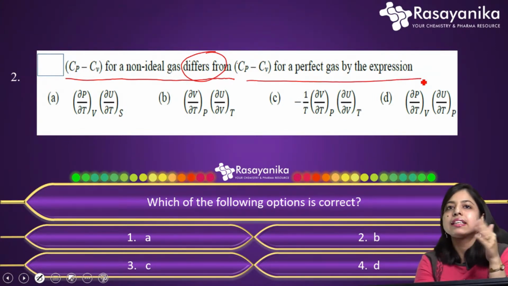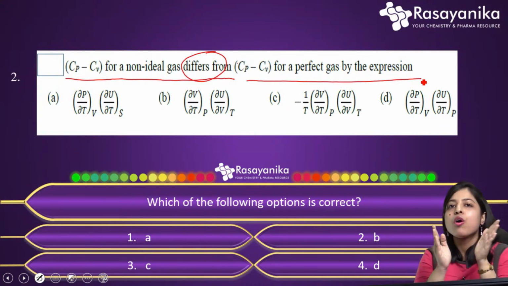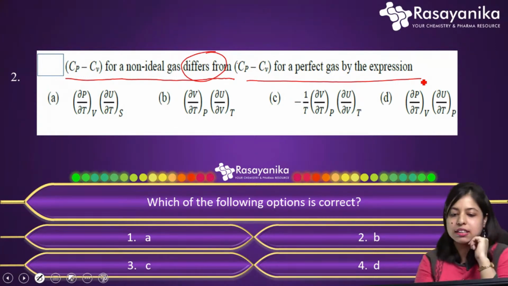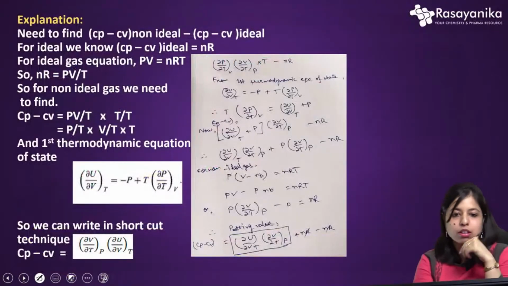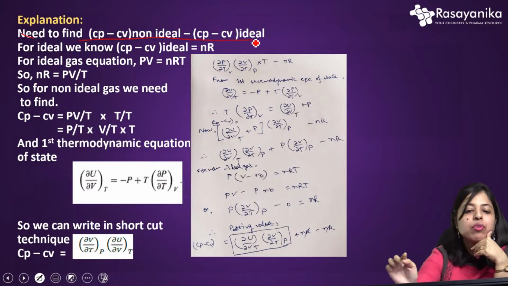Basically, you need to find Cp minus Cv for a non-ideal gas, compared with Cp minus Cv for an ideal gas. So what is the expression for this? You need to find these things. Here is our explanation: this is what I said, that we need to find these things.